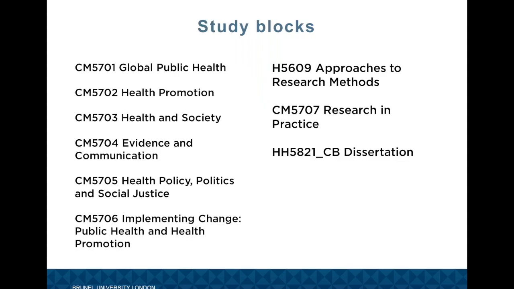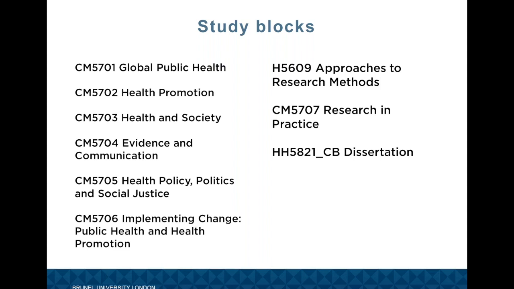So what are the study blocks? There are 9 study blocks, and these study blocks first start with global public health. You also have a block on health promotion, health and society, evidence and communication, which is expected to inform or support you to communicate evidence from research to policymakers or to other audiences. You also have health policy, politics and social justice, and then implementing change, which is set out to help you assess or evaluate quite robustly a public health intervention.